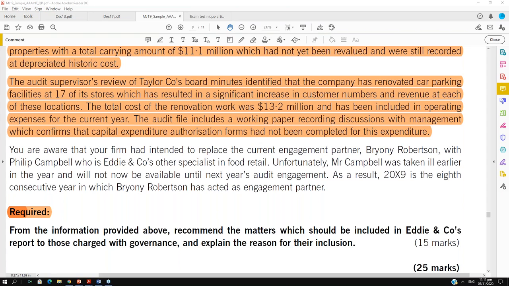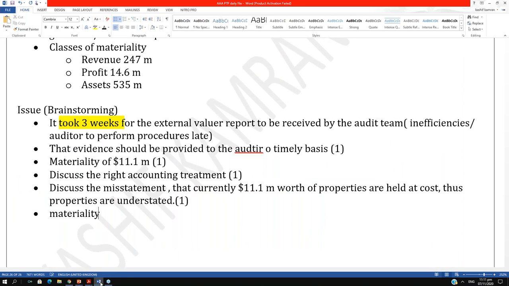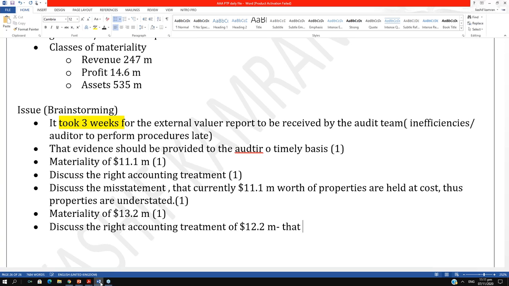First of all, you will find the materiality of 13.2 million. And I hope you all agree that the renovation work of 13.2 million, which is included in the operating expenses, is wrong. It should have been capitalized. Do you believe the renovation has resulted in an increase in customer numbers and revenue? If so, should it be recognized as capital expenditure? So you will find the materiality of $13.2 million, 1 mark. You will discuss the right accounting treatment of $13.2 million, that it should be capitalized, 1 mark.